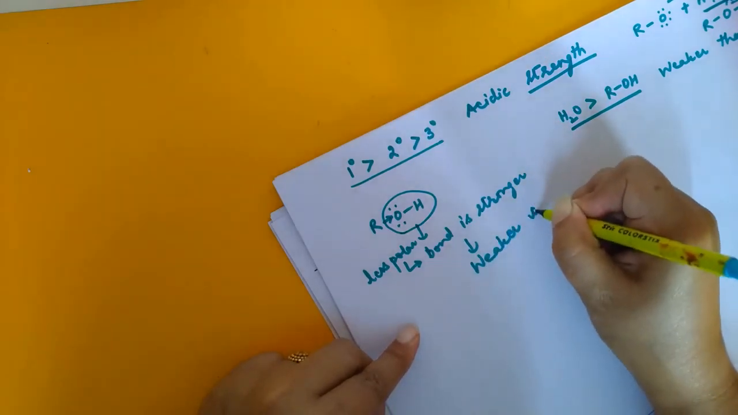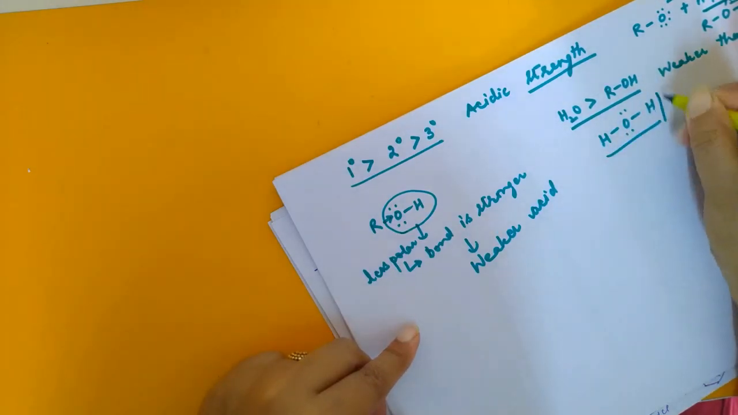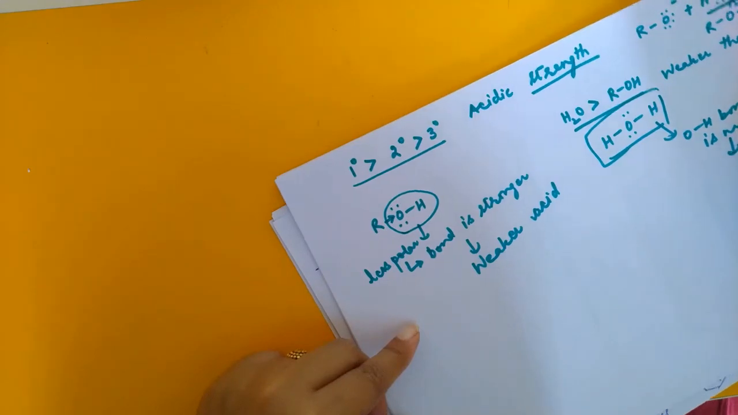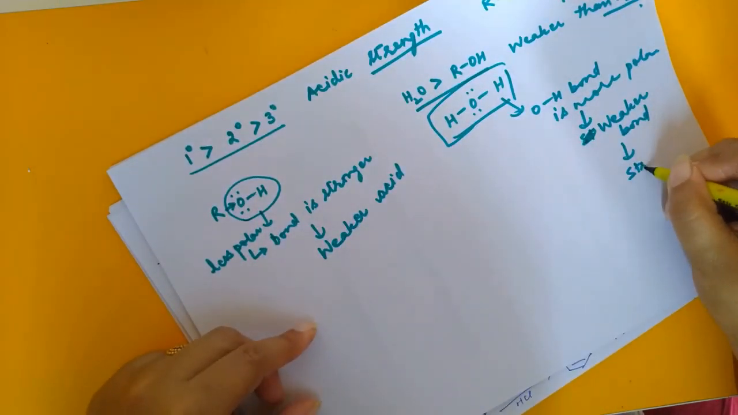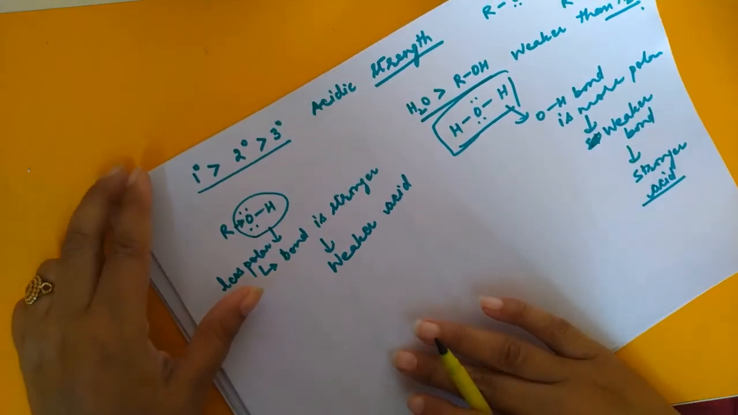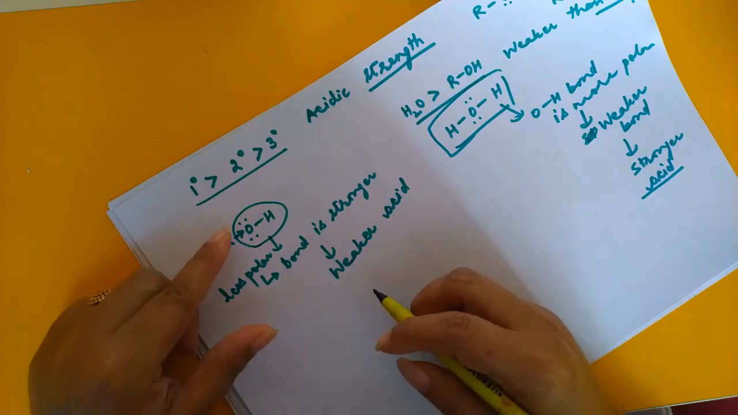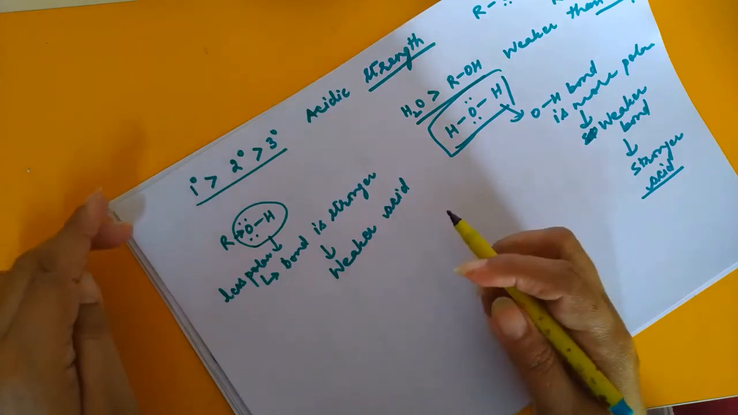Now if we see water, in the case of water there is no electron releasing group. That is why the oxygen-hydrogen bond is more polar, and that is why it is a weaker bond. Weaker bond means it is a stronger acid. So that's all about the acidic character of alcohol, the comparison of acidic character of various types of alcohols and the comparison of acidic character of alcohol and water. Now in the next class we will discuss the comparison of acidic character of alcohol and phenol.